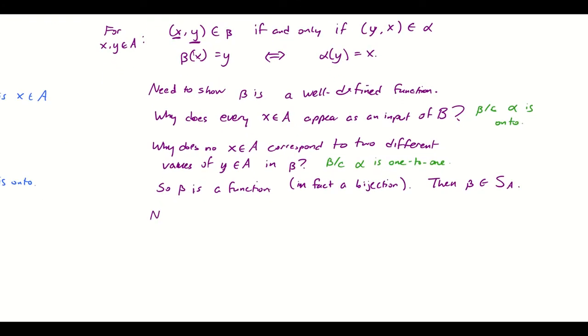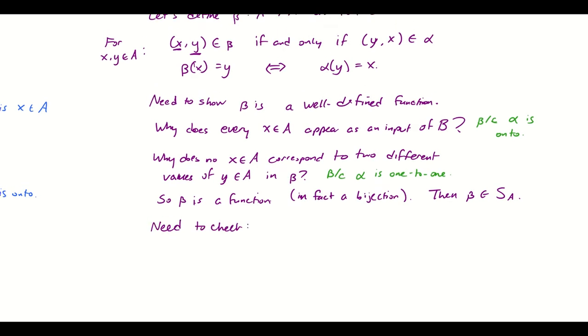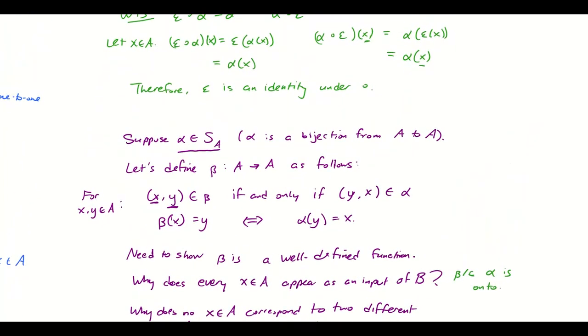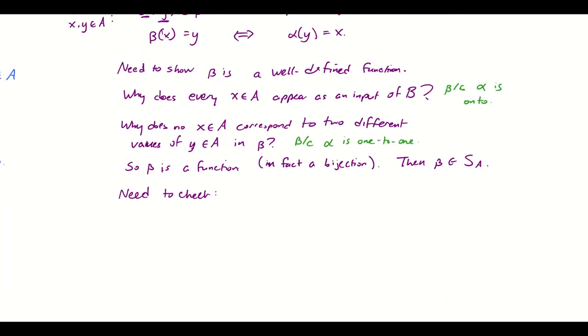So we need to check that, well, what do we need to check in order for beta to be an inverse of alpha? That would mean that composing the two gives us the identity. And who's our identity? It's this guy, epsilon. All right, so we need to check that beta compose alpha is epsilon, and alpha compose beta is epsilon. So let's do that real quick.